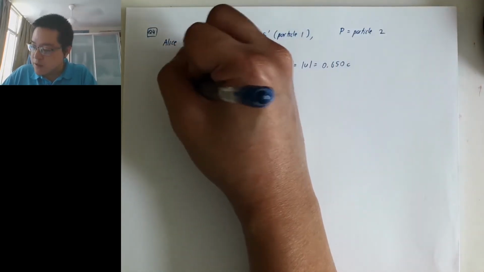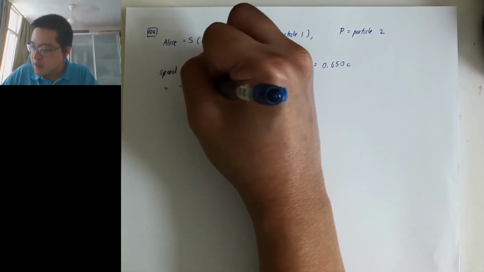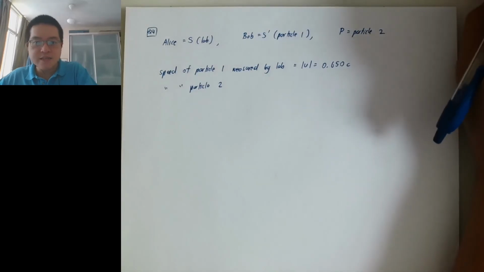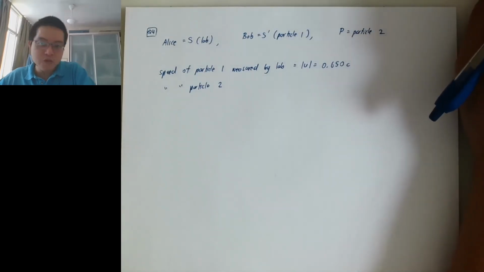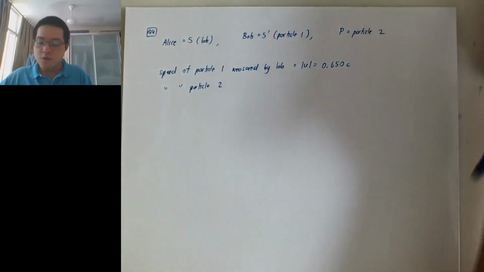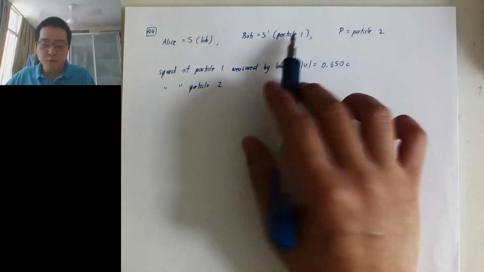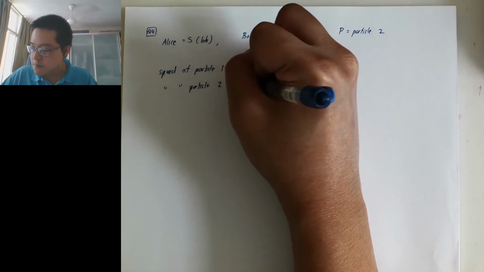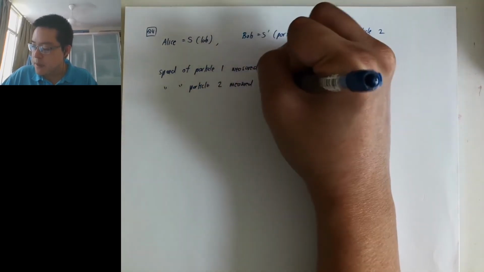The speed of particle 2, according to the question, the question actually says the speed of each particle relative to each other. So the speed of particle 2 relative to particle 1. So we can say the speed of particle 2 measured by particle 1.